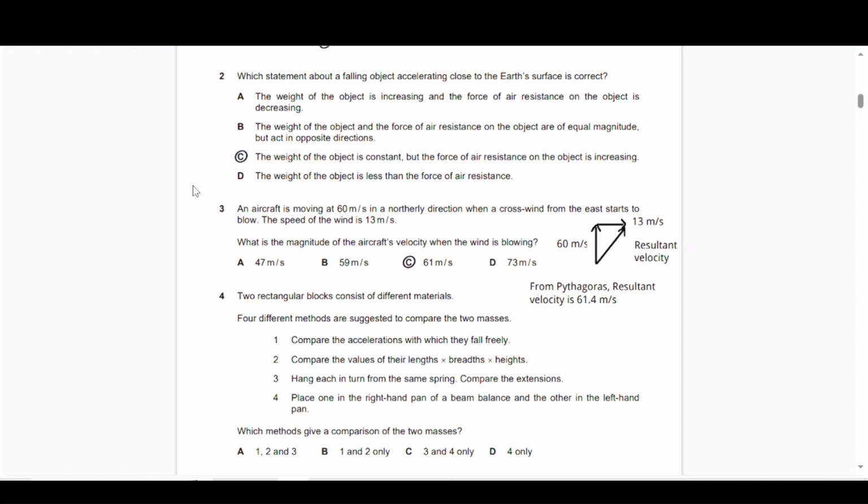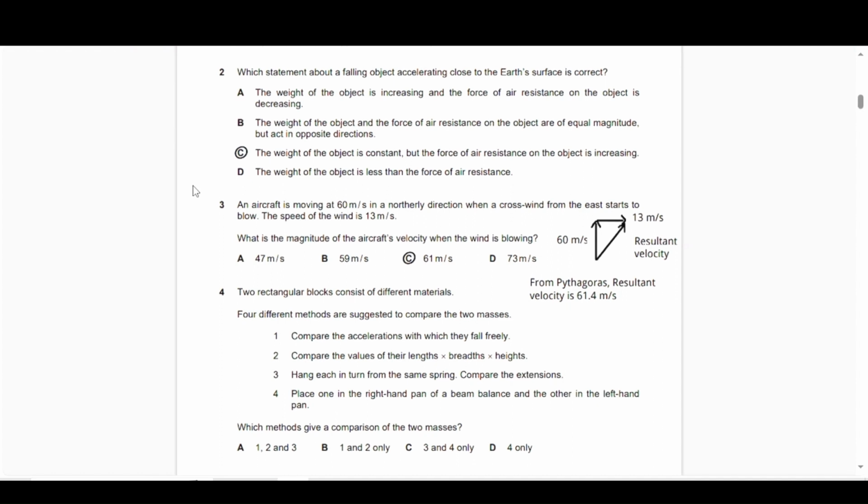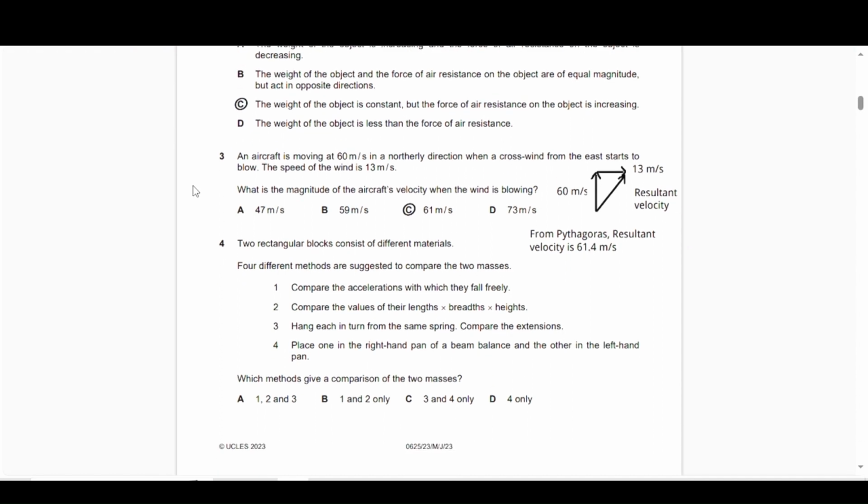Now, if you look at question 3, we've got 3 questions in a row. So an aircraft is moving at 60 meters per second in a northerly direction. So it's moving towards the north at 60 meters per second. Okay. When a crosswind from the east starts to blow and the speed of the wind is 13 meters per second, they want to know the magnitude of the aircraft's velocity when the wind is blowing.